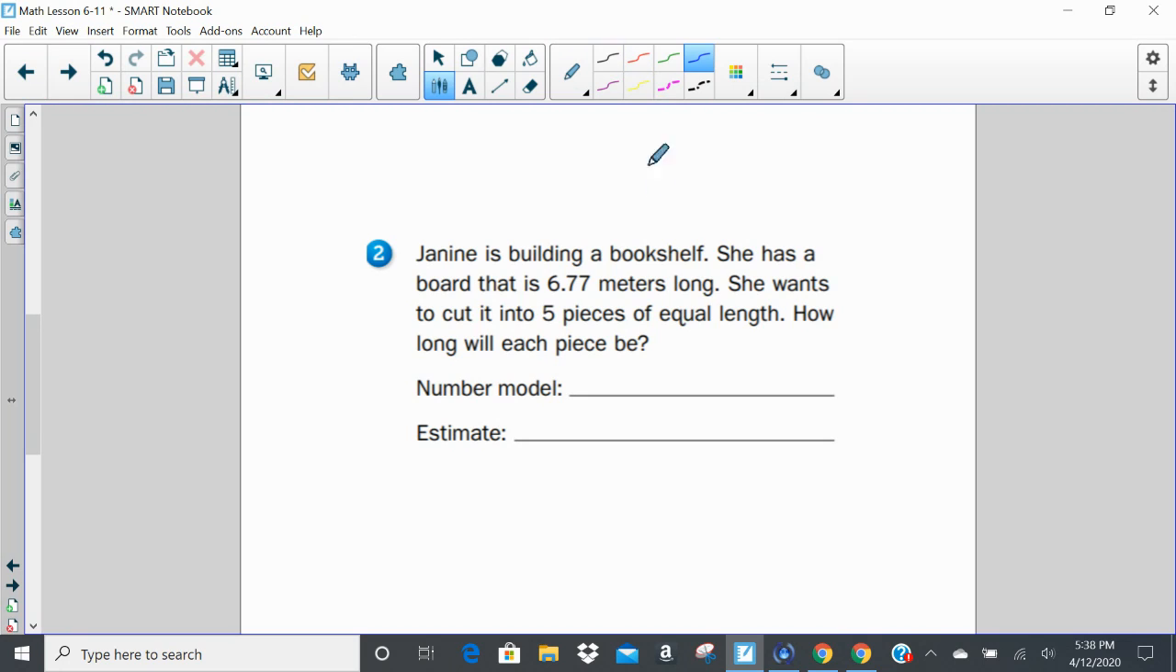Oop, I forgot, we are Cuban, aren't we? 6.77, 5 pieces that are equal. That's our clue word for division. How long will each piece be? So what is our number model?